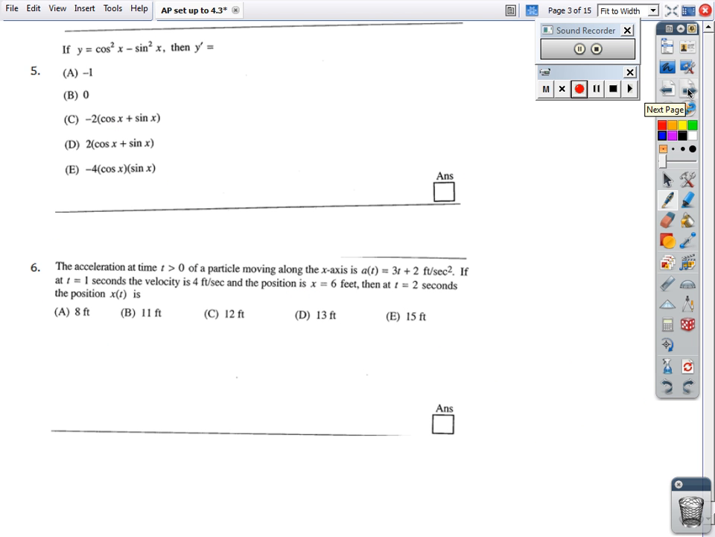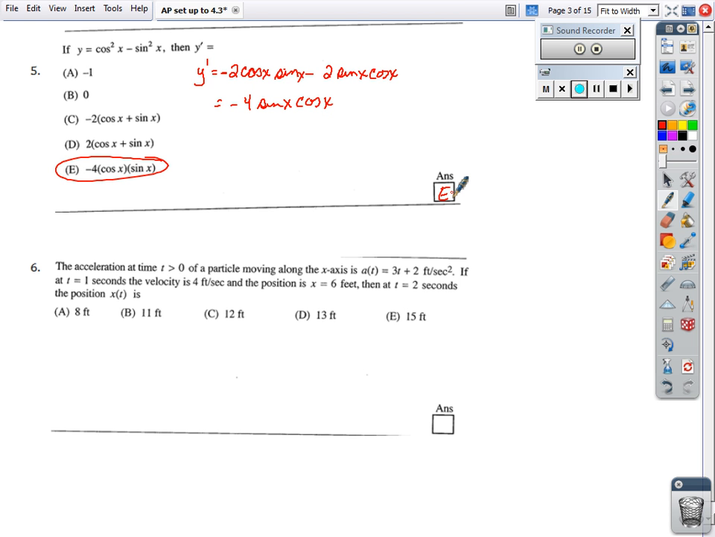Next is number 5, and let's see what they want us to do for number 5. Just find the derivative of this. Okay, so the derivative of this, we've got to use the chain rule here. So it's going to be 2 cosine x. The derivative of cosine is negative sine, so put the negative out in front. And then minus another chain rule, a 2 sine x cosine x. So that gives me, those are like terms, a negative 4 sine x cosine x, which is E.